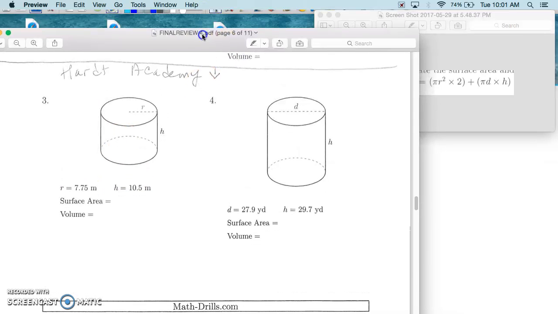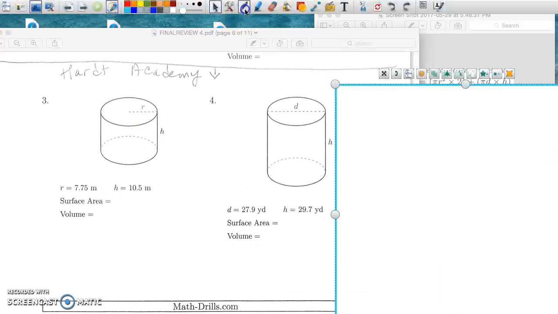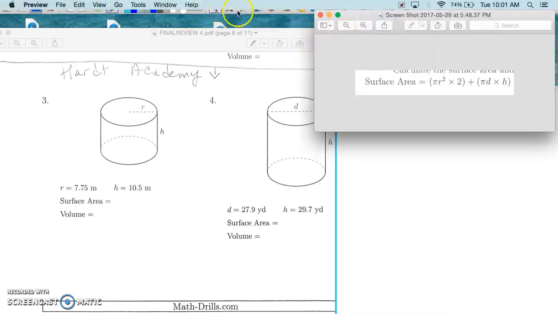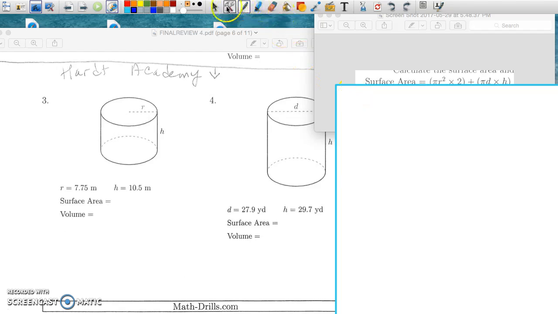video. Alright, let me see if I can get my mind back together and do this. First, I think I'll recopy the formula over here. Okay, so the formula is pi times radius squared, excuse my handwriting, times 2, see that? And I'm going to add that with pi times diameter times the height.